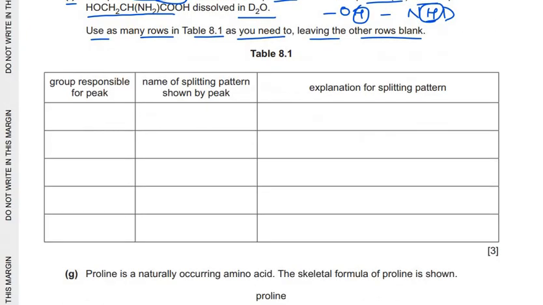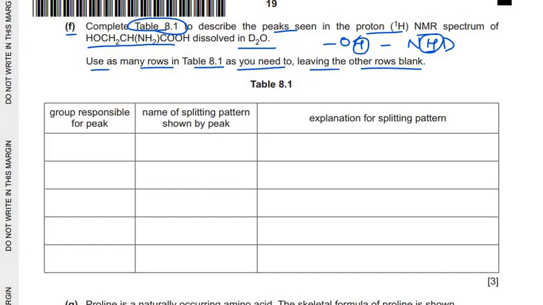So here so many rows are shown. Now what are we supposed to do? Let's go ahead and read the question again. It says complete the table to describe the peaks seen in the proton NMR spectrum of this compound: group responsible for the peak, name of the splitting pattern shown by the peak, and explanation for that splitting pattern. Now we need to understand what the whole structure is, and then we can make out how many protons will give this proton NMR peak.